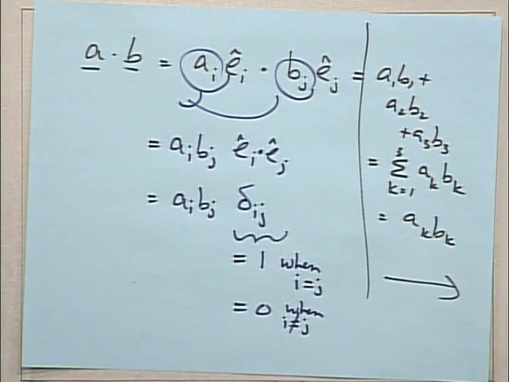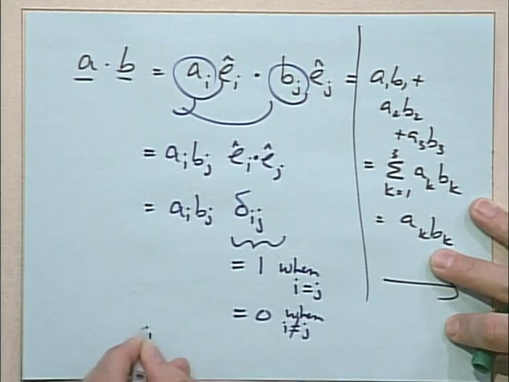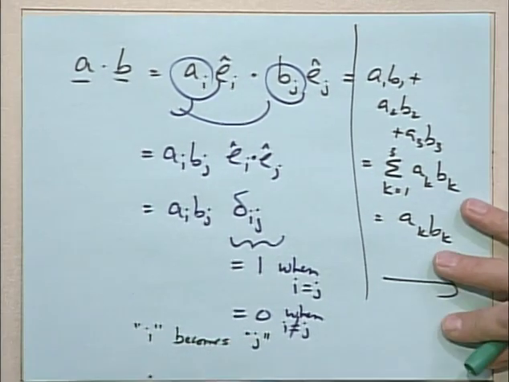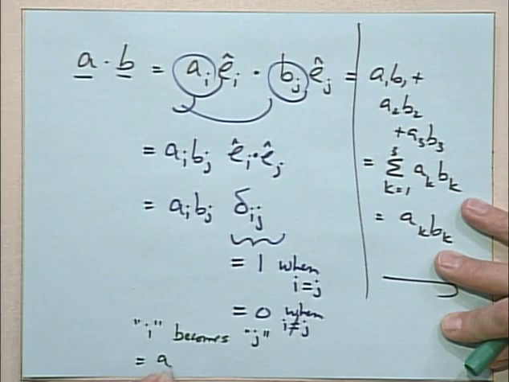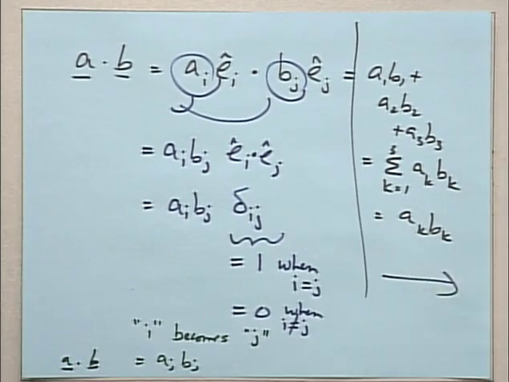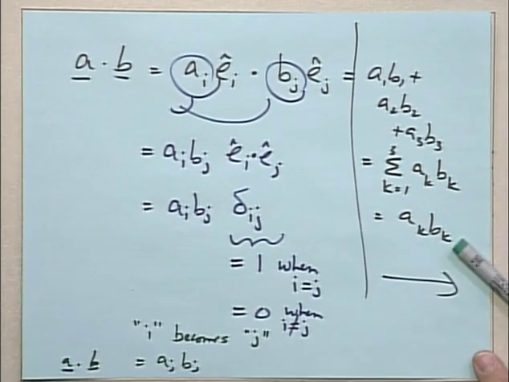So what I usually say in my head to get the math right is i becomes j. Or j becomes i, but you just pick one, okay? And so if i becomes j, then I get a_j b_j, and that's my final result. A dot b is a_j b_j, which is correct. That's exactly the result we got. We have it with j's instead of k's, but that's irrelevant. We can take summations and change that subscript to whatever letter we like.